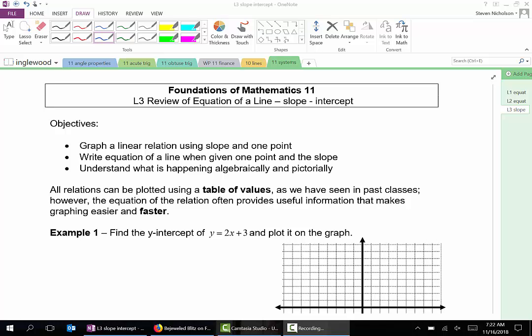Lesson 3 of the unit quickly reviews drawing a line using slope-intercept from grade 10. Slope-intercept allows you to draw a line basically without making a table of values, just using one point and using slope as a traffic cop idea. So if we can draw lines quickly, it makes grade 11 math a bit easier to understand.